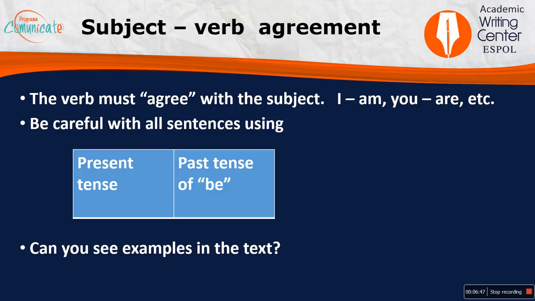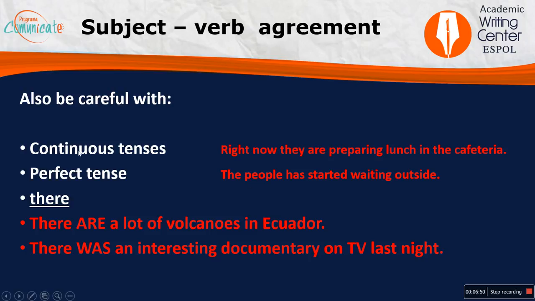There are some other cases you should also remember with continuous tenses, because we're using the verb be, as you can see in the example: they are preparing. With the perfect tense, because we're using the verb has: the people has started waiting outside the cafeteria. Is this correct? No. We should say the people have started, because in English people are considered to be a plural group.